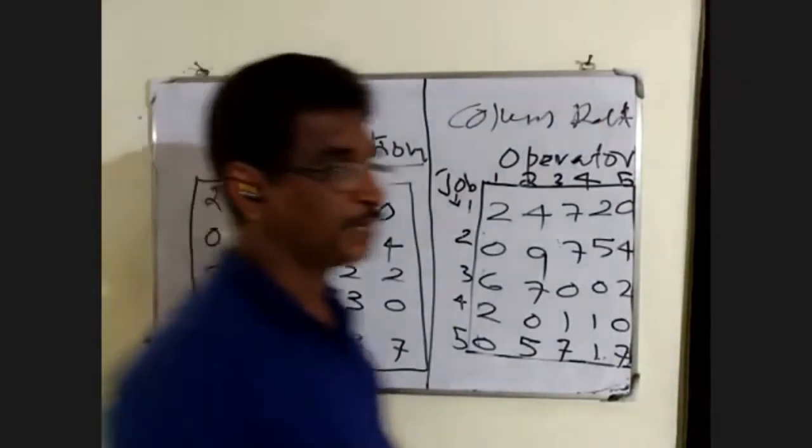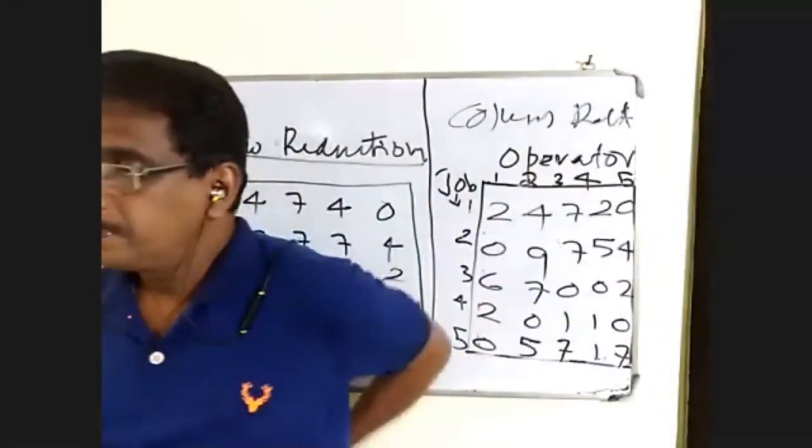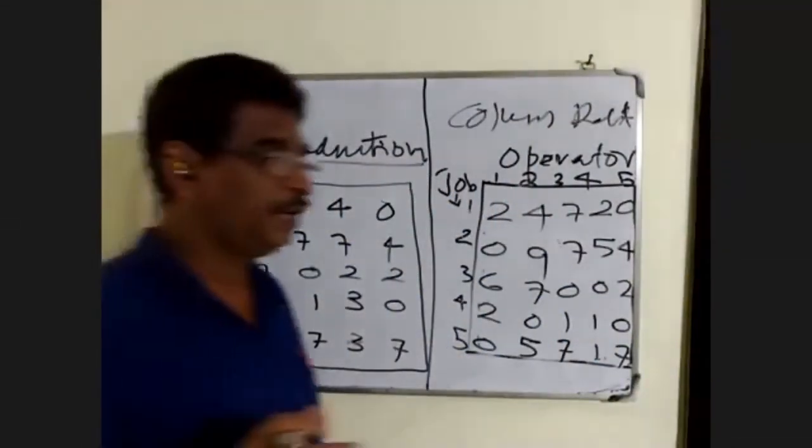The first step is row reduction and the second step is column reduction. Clear? Everybody clear? Yes, sir.